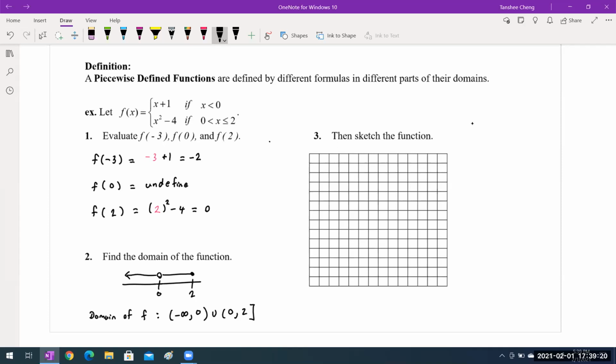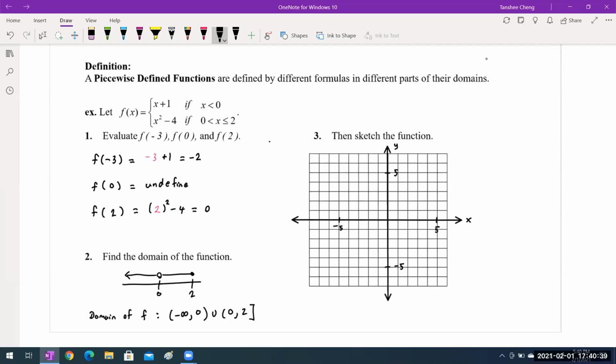And lastly, what we want to do is graph this piecewise defined function, right? So we know that it's going to be up to only 2 and then anything below. So let's draw the x-axis and the y-axis, right? And then make sure you scale them, right?